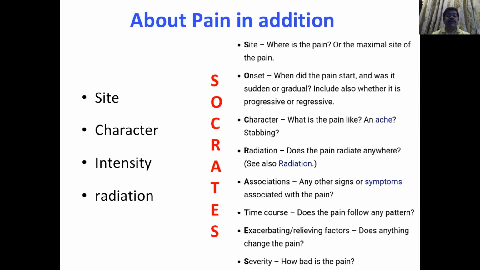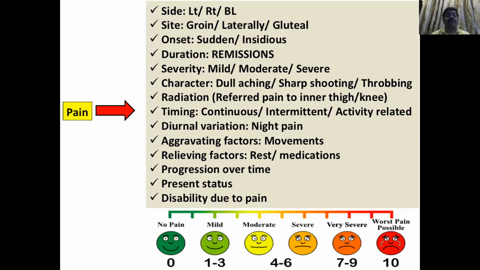Association, any other sign or symptom which is related to this pain? Time, the course, does the pain follow any time duration? Exacerbation and relieving factors, does anything change the pain? And the last thing, the severity, how bad is the pain? So SOCRATES is one of the good mnemonics to remember, so that you do not miss out any of the features related to pain. So something more on pain, from a different perspective.